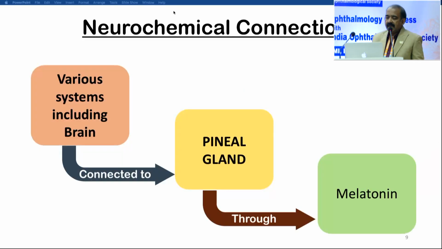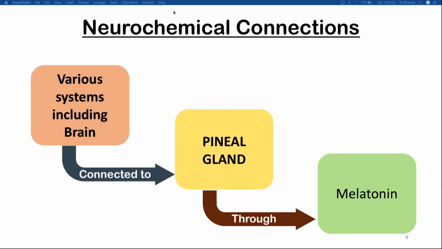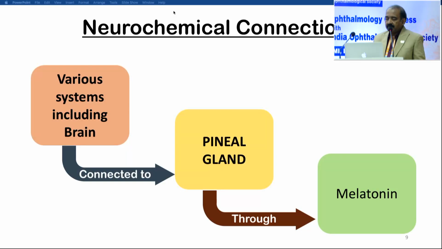All other systems, including the brain, are connected with the pineal gland by a neurochemical pathway, that is, through the melatonin hormone secreted by the pineal gland. Melatonin exerts its action through M1 and M2 receptors.